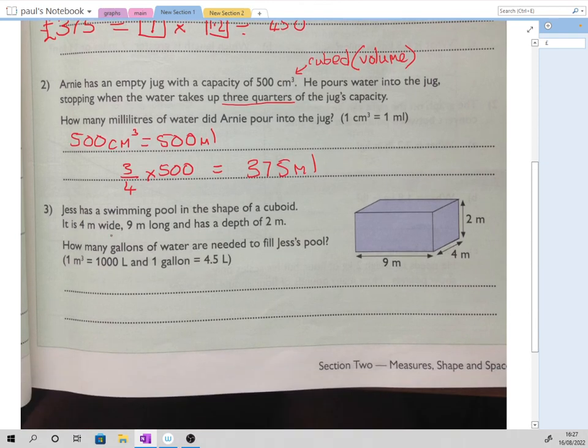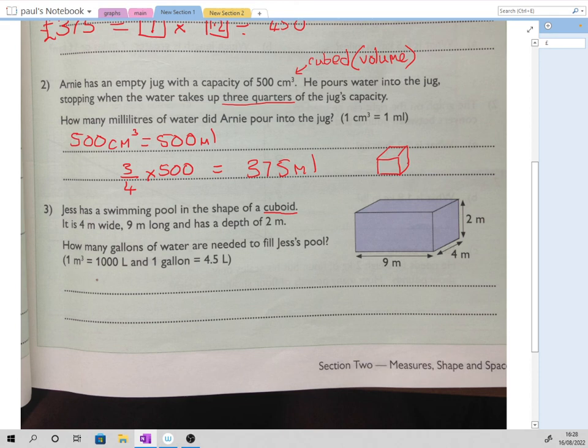Next one. Jess has a swimming pool in the shape of a cuboid. If you've not come across that before, we'll do it in shapes. It seems to be a bit out of order, this book. But a cube is that shape, like a dice, all squares, yeah? A cuboid is where it's been stretched a bit, like a shoebox type shape. Right. It is 4 meters wide, 9 meters long, and has a depth of 2 meters. How many gallons of water are needed to fill the pool?